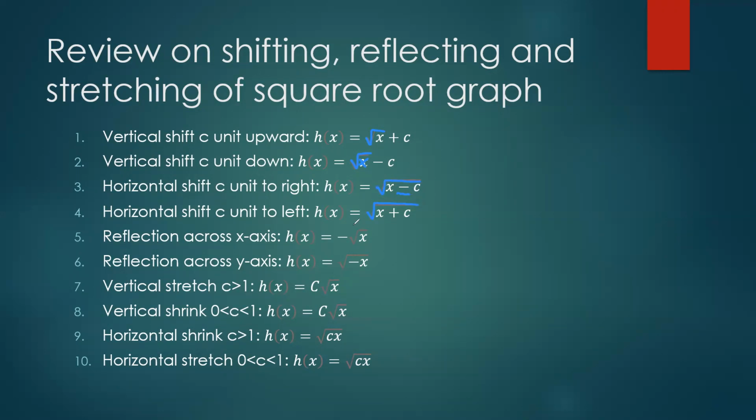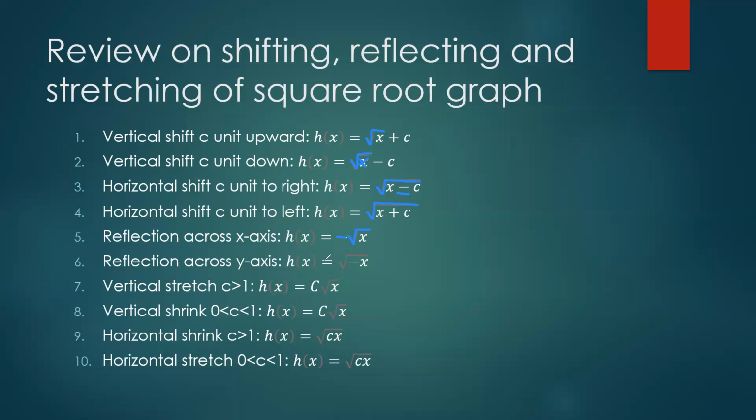Statement 5. You have a reflection across the x-axis. If there's a minus outside the square root, that's how you know you have a reflection across the x-axis. If you have a minus inside the square root, you have a reflection across the y-axis.